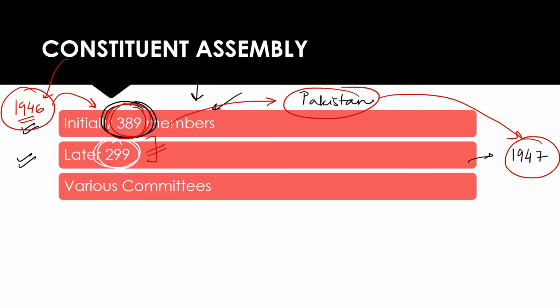So as you can see, this is 299 members, which is a lot of members, and they were divided into various committees. Remember that the Constituent Assembly was basically in charge of framing the constitution. So they had various committees, okay? There were totally 22 committees, out of which 8 were the major committees and the remaining 14 could be called the minor committees, okay?